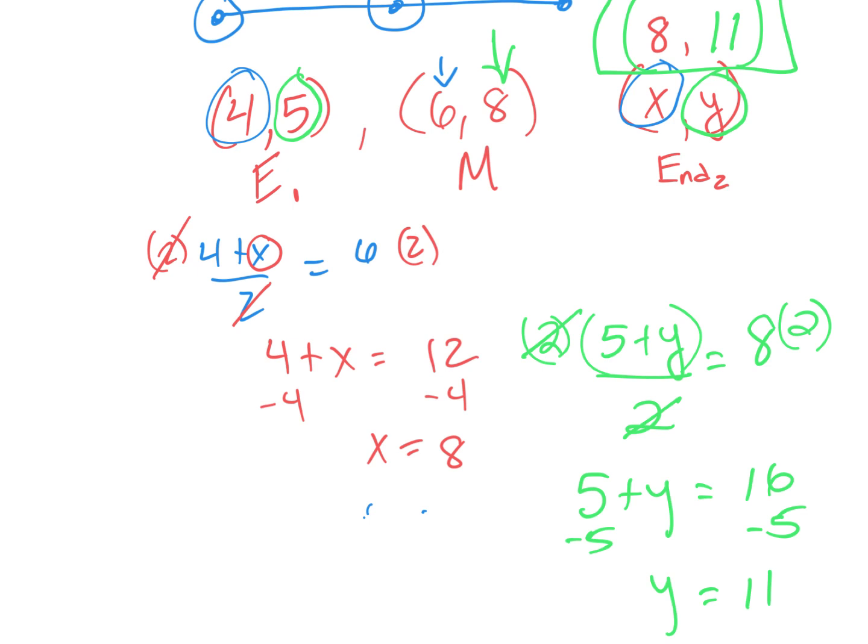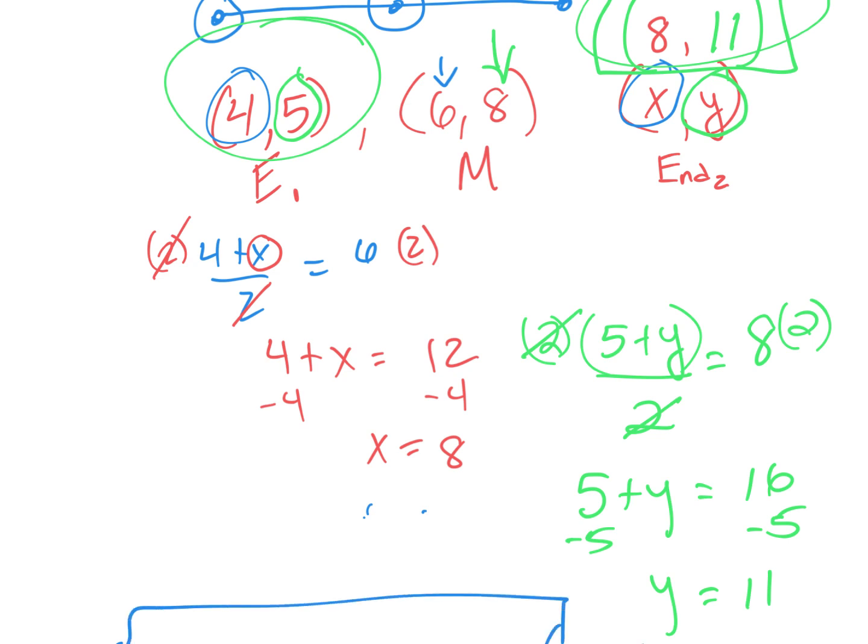So I found out that my endpoints are 4, 5, and 8, 11, right? If my endpoints are 4, 5, and 8, 11, let's see what the midpoint of that is. What is 4 plus 8? 12. Divided by 2? 6. 6, so that's the x. What is 5 plus 11? 16. Divided by 2? 8. Is the midpoint the guy they told me the midpoint was? 6, 8? So that's how you check your work.